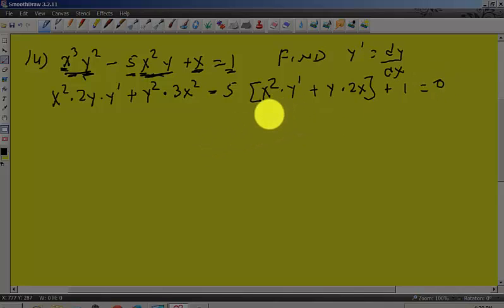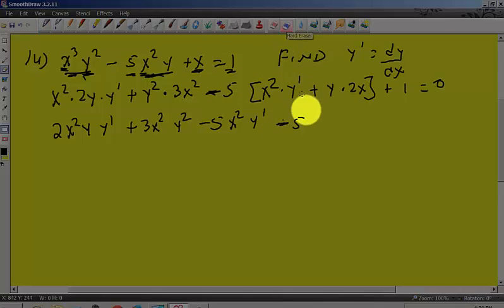So I have a y. I'm going to clean this up. So I have a 2x squared y prime plus 3x squared y squared, and then I have a minus 5x squared y prime plus or minus 5, or no, 10 actually.